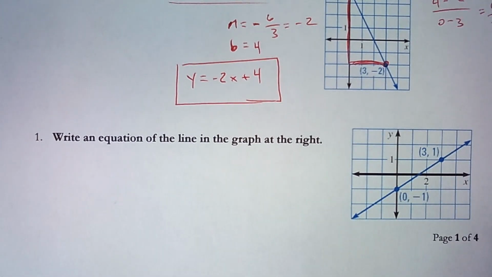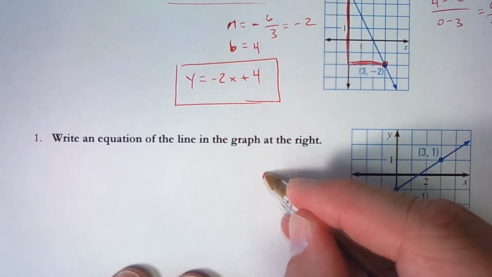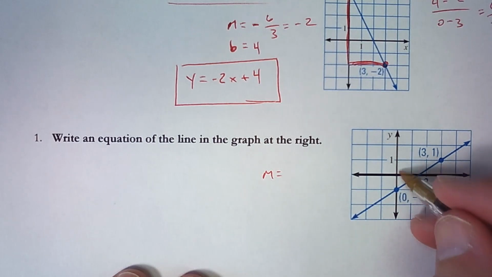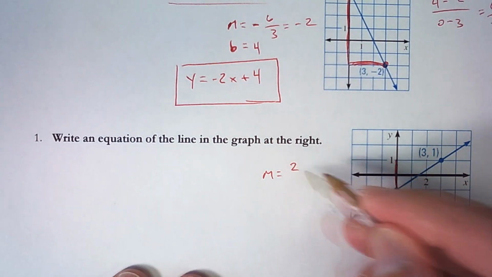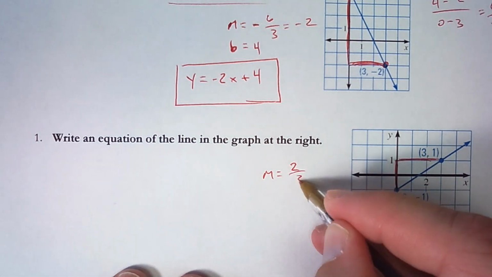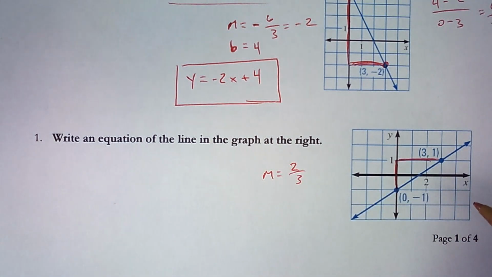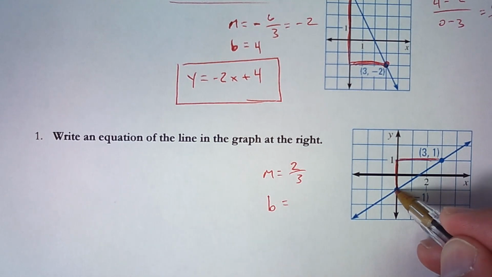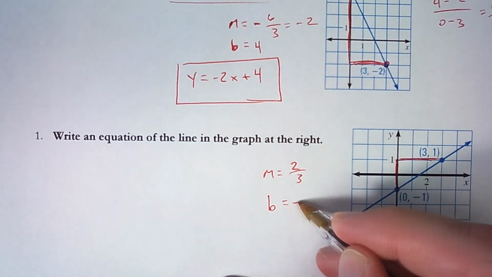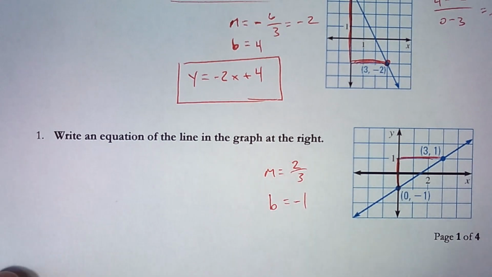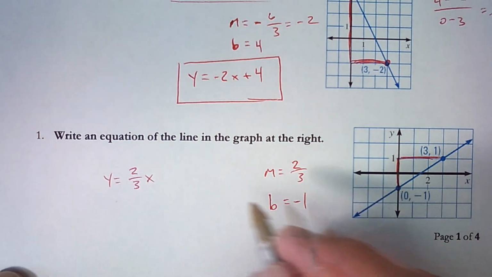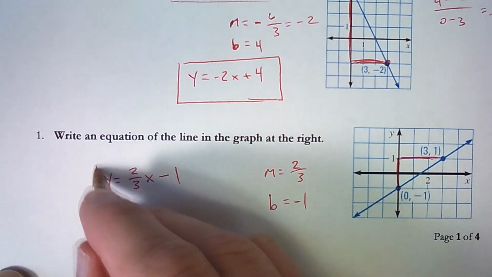We'll try that again. So this time, my slope is positive because the line is rising from left to right. It's rising 2, and it's running 3. And 2 over 3 does not simplify, so my slope is 2/3. The y-intercept, it crosses the y-axis down 1 unit from the origin, so the y-intercept is negative 1. So my equation is y equals 2/3 x minus 1.